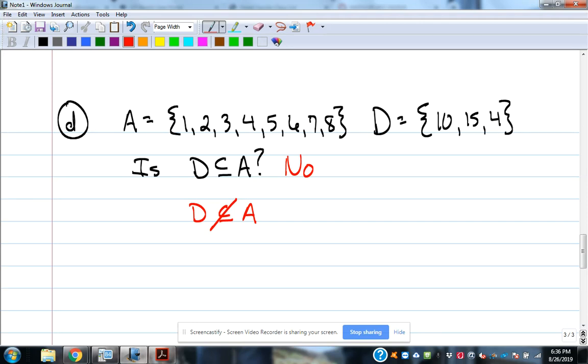But for a subset, every element in the subset has to be in the original set that you're trying to be a subset of. Okay. All right.